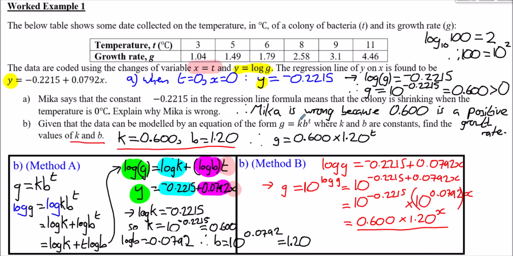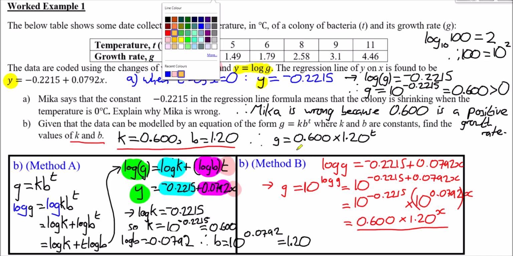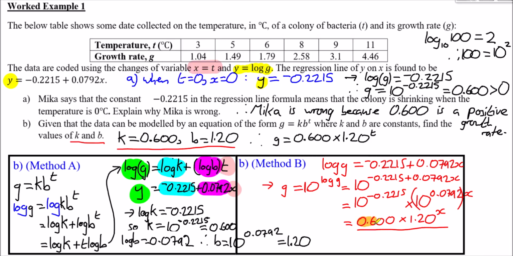So g equals k b to the power t. So obviously and quite clearly I'm hoping we can see in our case that the 0.600, in fact I'll use a different colour, my apologies. Let's go for orange. So 0.600 like so. That's going to relate to k. Like we said, k is 0.600. Then multiplied by b to the power t. T is x, like we said here.